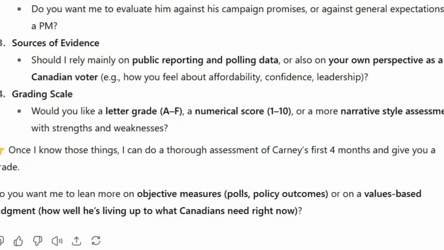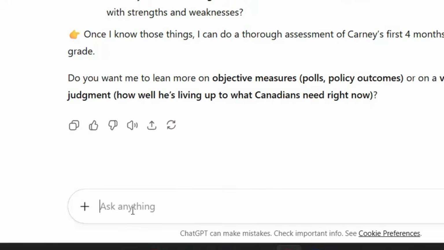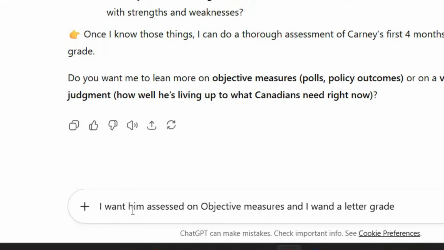So I'm going to tell him that I want objective measures. So I'm not going to give him any subjective assessment. I am a conservative, so I could be biased. I'll be point blank. Even though I try not to be, hey, there's always a chance. So I want objective measures. I want him assessed on objective measures, and I want a letter grade score.